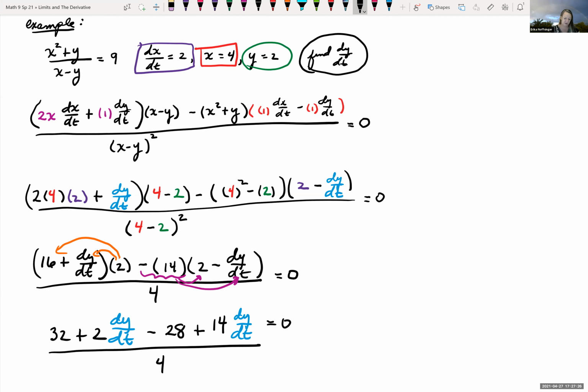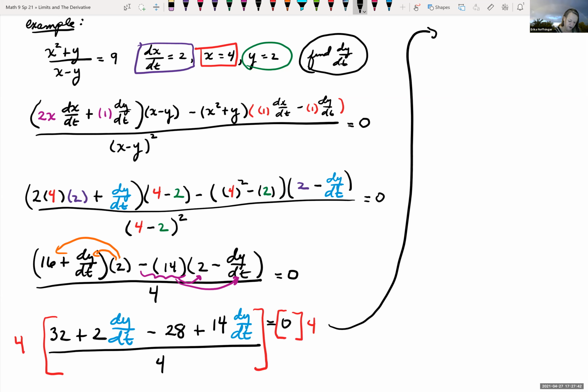Well, if we clear our fraction and multiply both sides of our equation by 4, that's going to go away. We'll be left with just a numerator, and let's combine like terms as we write it out. I have a 32 minus a 28, so that's going to give me a positive 4. And I have a 2 dy/dt plus a 14 dy/dt, so that's plus 16 dy/dt. This is equal to 0.